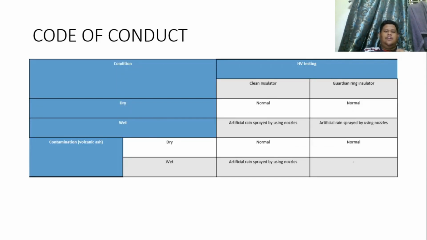So we have three conditions: dry, wet, and contaminated. Contaminated has two, with dry and wet. For the dry, it is a normal test without any rain, but for wet we are going to supply it with rain.